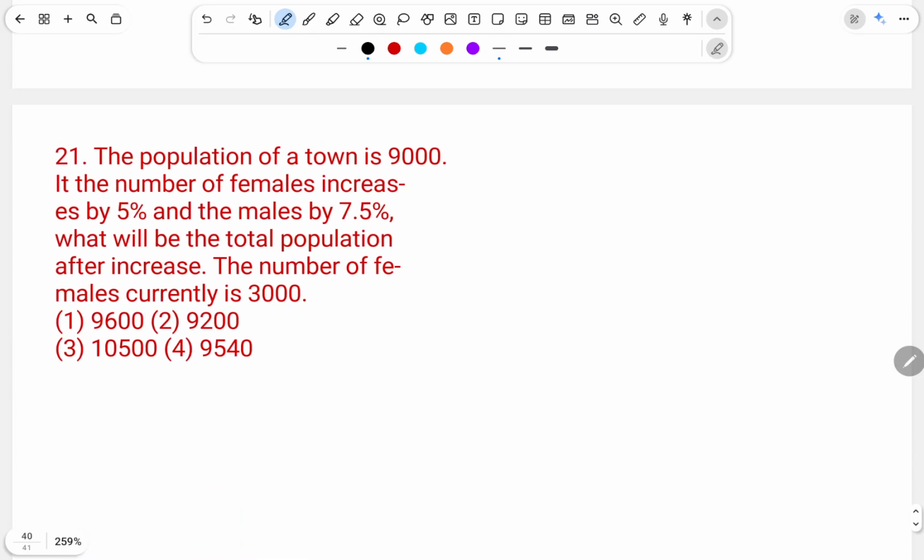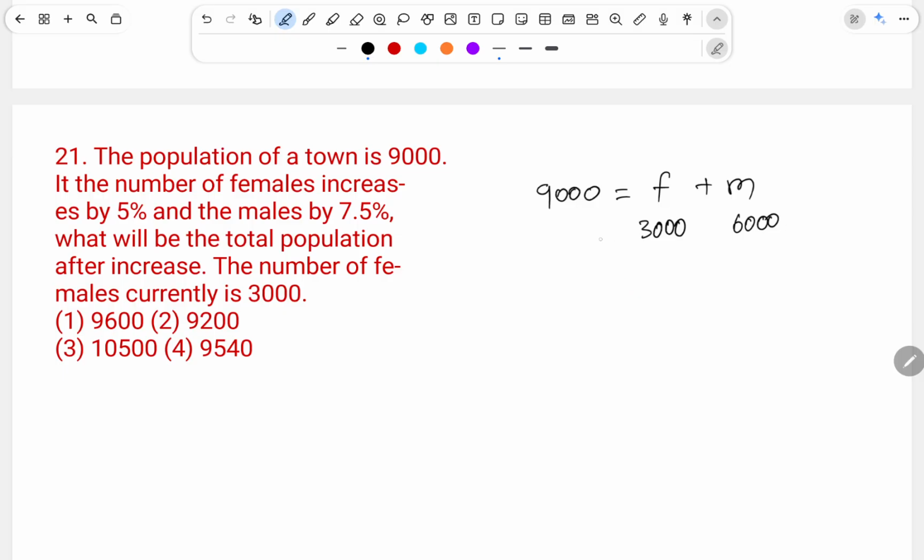The population of a town is 9,000. If the number of females increases by 5% and males by 7.5%, what will be the total population after the increase? The number of females currently is 3,000. So this is females plus males. Females is 3,000, then males will be 6,000.